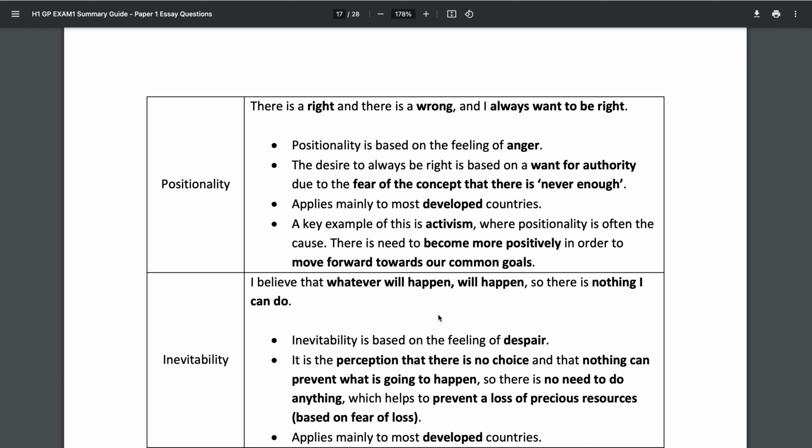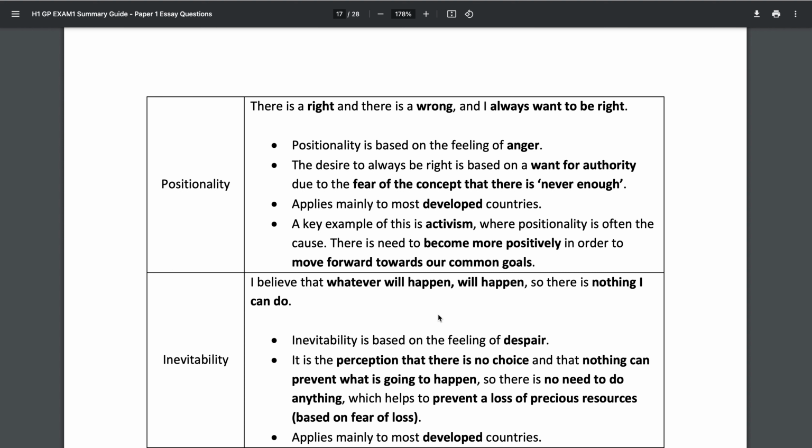And this applies to developed countries like I said, the US, UK, Russia, China. They want authority because they are fearful that they will lose the authority. Okay? So an example of this in the individual sphere is activism. Positionality is almost always the cause of activism. This current situation is wrong, what I believe is right, and therefore I'm going to impose my righteousness on the current situation. Okay?